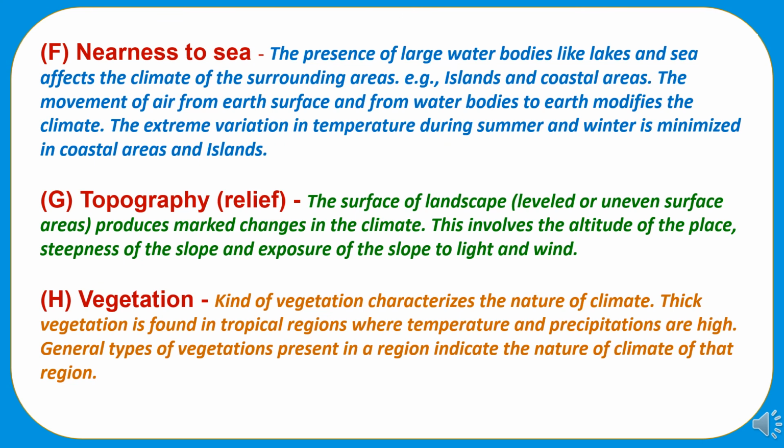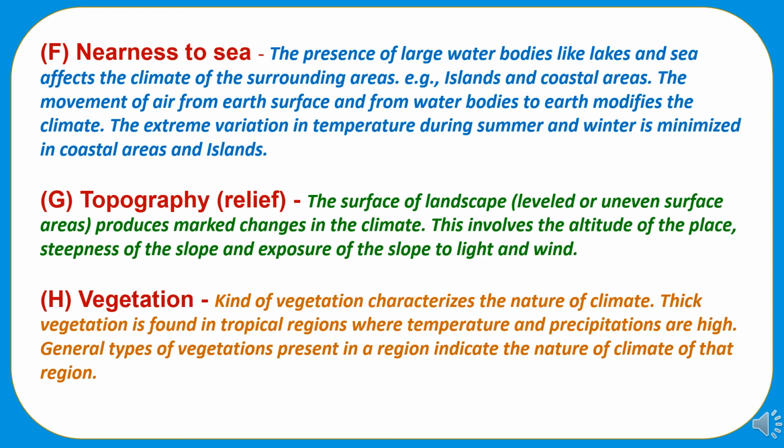Sixth factor is nearness to sea. The presence of large water bodies like lakes and sea affect the climate of the surrounding areas, like islands and coastal areas. The movement of air from Earth's surface and from water bodies to Earth modifies the climate. The extreme variations in temperature during summer and winter are minimized in coastal areas and islands. Seventh factor is topography. The surface of landscape, which may be leveled or uneven, produces marked changes in the climate. This involves the altitude of the place, steepness of the slope, and exposure of the slope to light and wind.